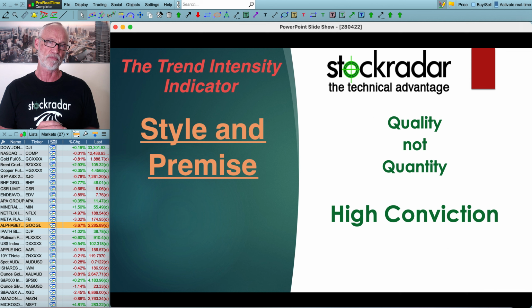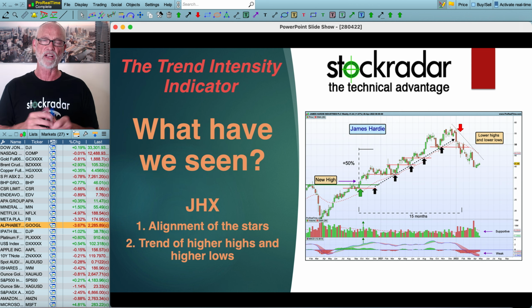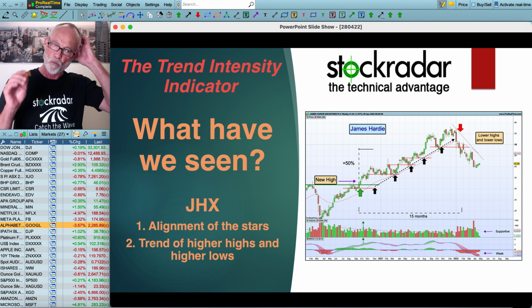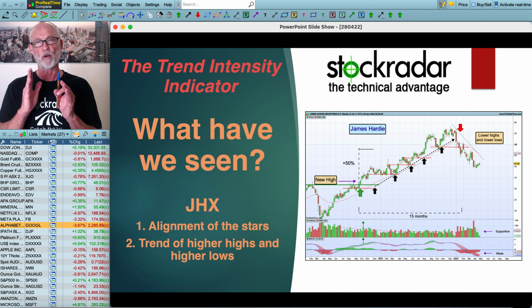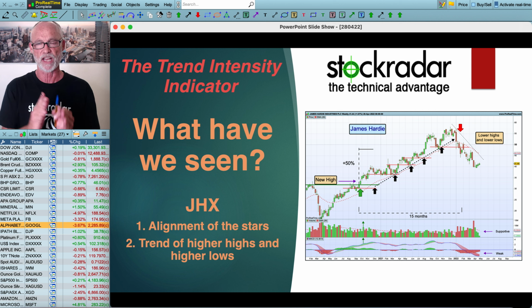Okay, style and premise. My style is quality, not quantity. So I'm more interested in packing as much as I can into a small portfolio where I know I've got high probabilities of trends occurring. So I am high conviction in what I do. I'm just going to walk through a couple of stocks just to give you an idea. What have we seen of late? What's the stock that we've seen of late that's done all this? So firstly, what I want is the entry, which is the alignment of the stars that I'm talking about.